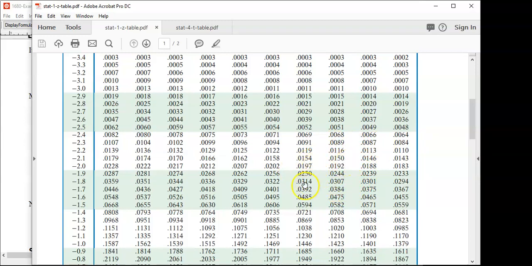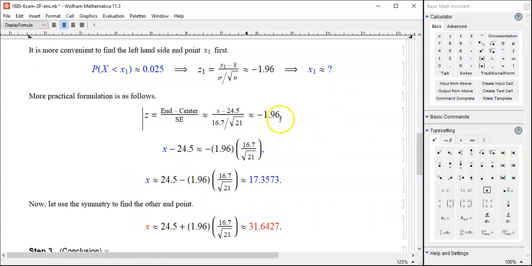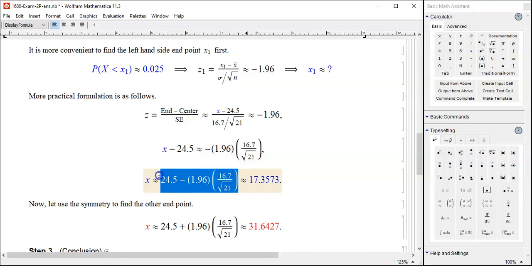Yeah, here, negative 1.96. So indeed negative 1.96. Alright, solving this equation, that's not too bad. Flip this denominator to the other side and multiply. And then flip this center to the other side by changing the sign. We get this computation. And then here's the answer if you run it with your calculator.